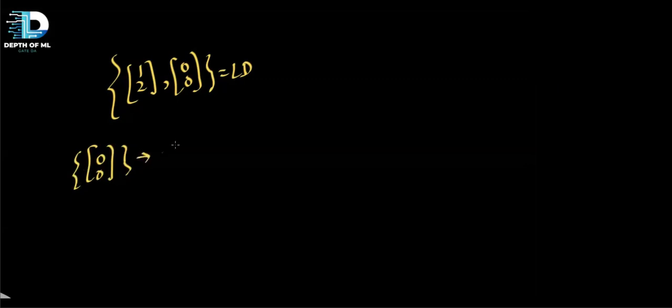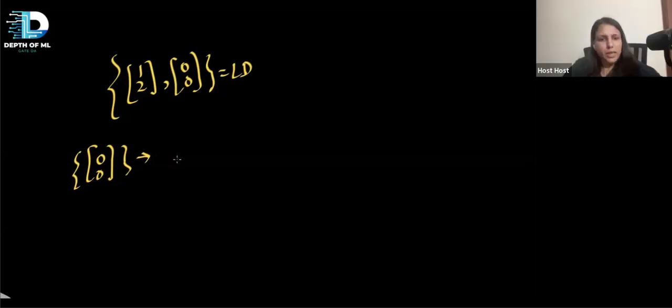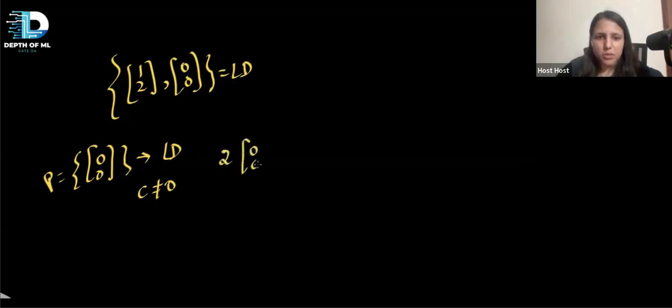If there is only one vector, is there any question of it being linearly dependent or independent? Yeah, it will be. So this is linearly dependent because I have c not equal to 0 and a linear combination of vectors in this set, say P. I can take 2 times (0, 0) and it will give me a zero vector, right?